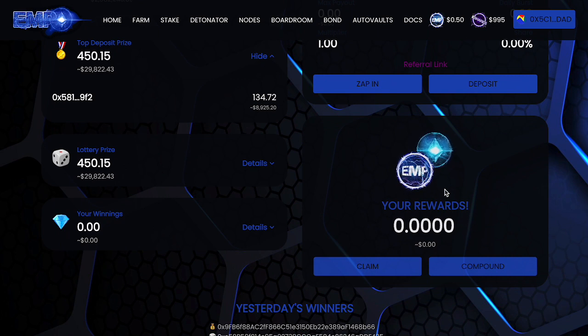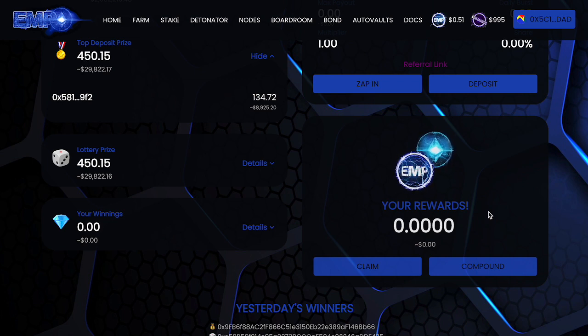Now you can choose to claim or compound as many times as you would like during a given day, depending on your circumstances. Most people, I think it's fair to say, only do it maybe once or twice a day, depending on how much they have.